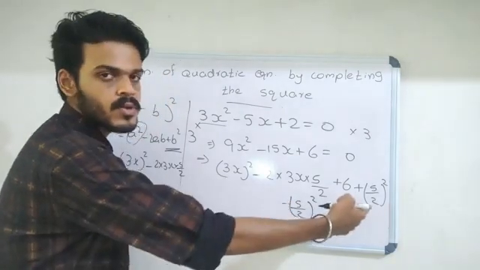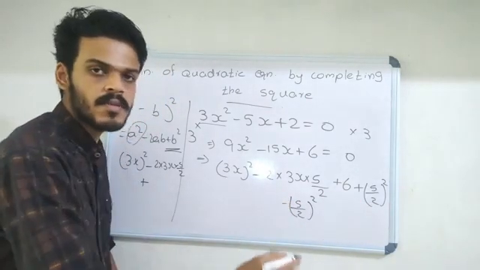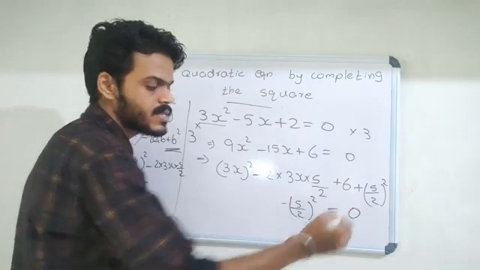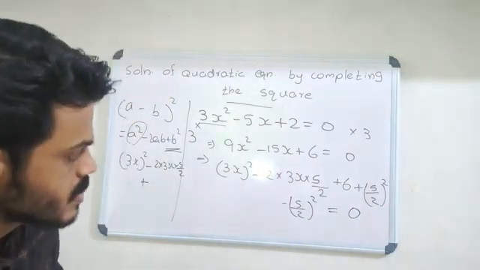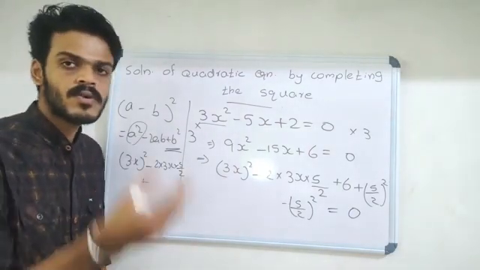Okay, plus 5/2 whole square minus 5/2 whole square, then equation will be balanced. This will be equal to right hand side, it is 0. Okay, now equation has changed. Now what is the next step? We have to write it together.